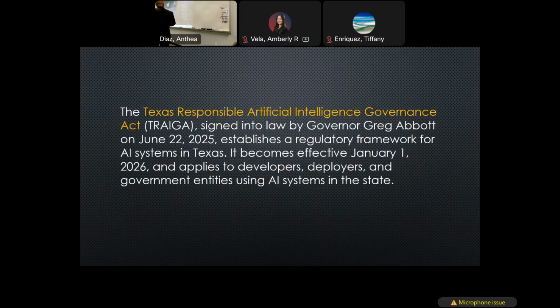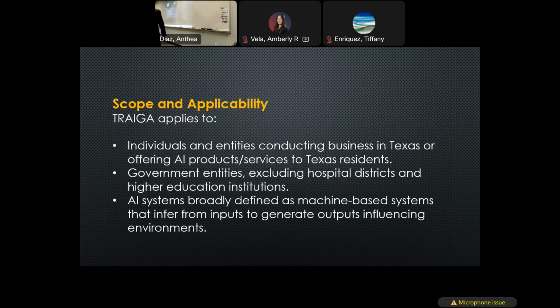Signed into law by Governor Greg Abbott on June 22nd, 2025, it establishes a regulatory framework for AI systems in Texas. It becomes effective next year, 2026, and applies to developers, deployers, and government entities using AI systems in the state. Its scope and applicability: 1, individuals and entities conducting business in Texas or offering AI products and services to Texas residents. It applies to government entities, excluding hospital districts and higher education institutions.